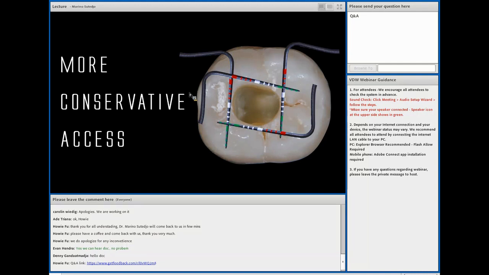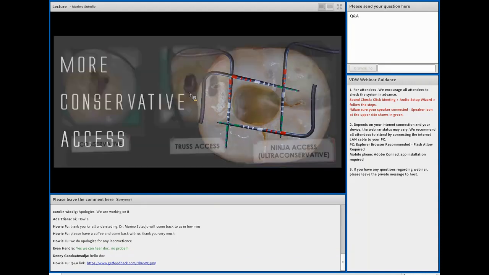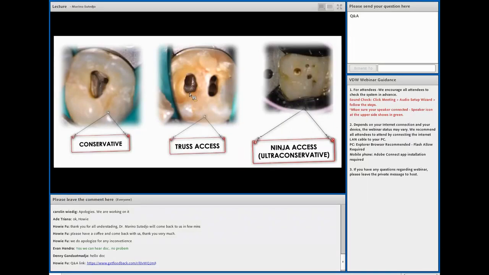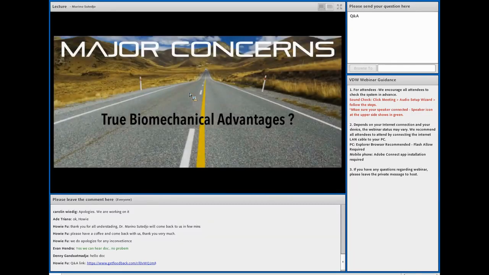Therefore, by maintaining this pericervical dentin area, we now try to adapt this concept of minimally invasive dentistry, in which we try to do more conservative access. We try now to limit our access cavity. Although we need to create straight line access, we try to limit the removal of dentin structure. And recently we have many types of access cavity according to the concept of minimally invasive, or less is more. We know about the conservative access cavity, and then we also know about the truss access. And then finally, we also know about the ninja access, which is a very tiny hole, or we can call it the ultra conservative access.